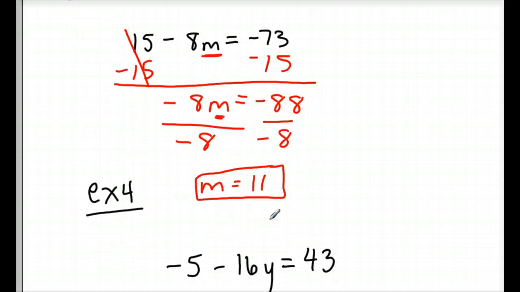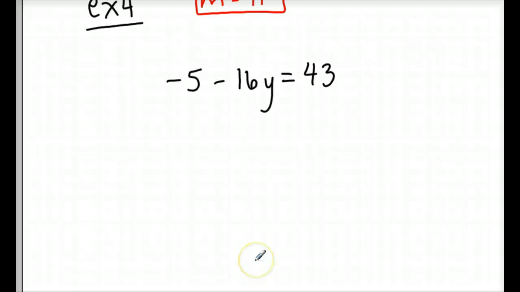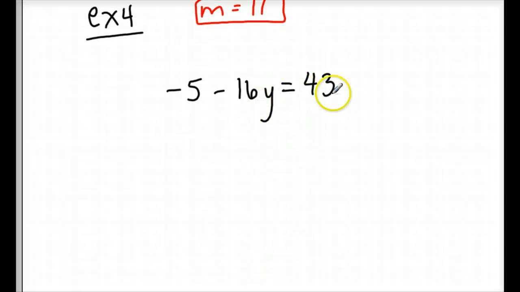All right, on to example number 4. We have negative 5 minus 16y equals 43. Again, these are basically just the same as yesterday, except these two terms are switched around. We have our number over here and the number with the variable over here. They're just trying to tell you that it's just a different way of writing it.